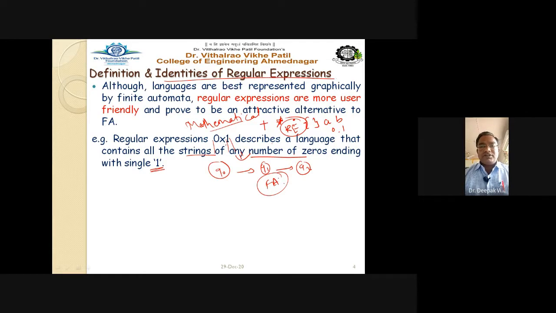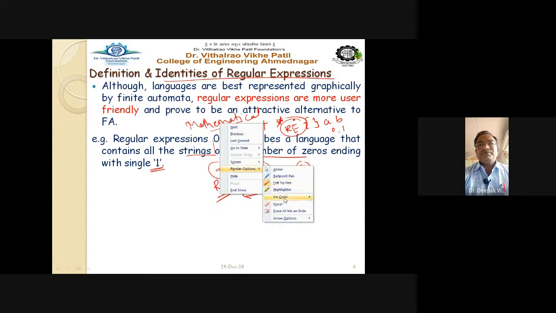So yes, there are two ways for the representation. You can represent in terms of automata, meaning graphical representation, or you can represent in terms of regular expression, or more commonly it is called RE. That is nothing but your regular expression. Getting this point?